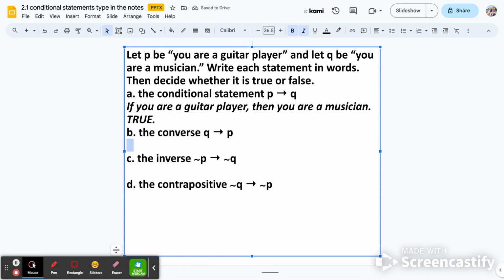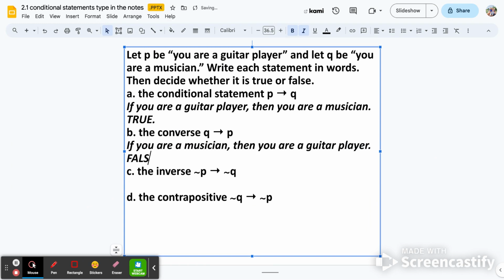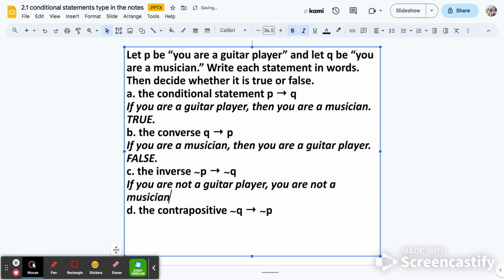The converse of this says, if you are a musician, then you are a guitar player. This is false because not all musicians are guitar players. The inverse of this, if you are not a guitar player, you are not a musician. This is technically false as well because sometimes you can be other things and still be a musician. Like I play the flute or I play the drums. Those are different things and you're still a musician.